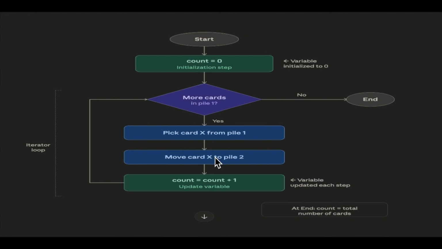Next, the iterator loop. Here, this one is the iterator loop. See the long dashed line and the arrow on the left, that's the loop. It forces us to repeat the steps until the diamond finally says no more cards left and sends us to the end oval. That's it. Very simple.